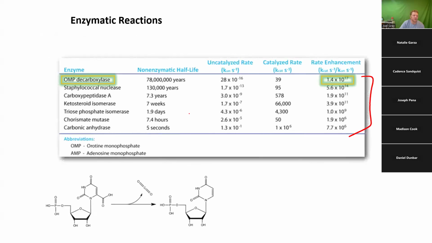We're not seeing a reaction speed up 10x. We're not seeing it speed up 1000x. 7.7 times 10 to the sixth, we're seeing it speed up almost a million x. So if there was an enzyme that sped up a reaction 10x, it's not really holding up its end of the bargain. It's not really that impressive.